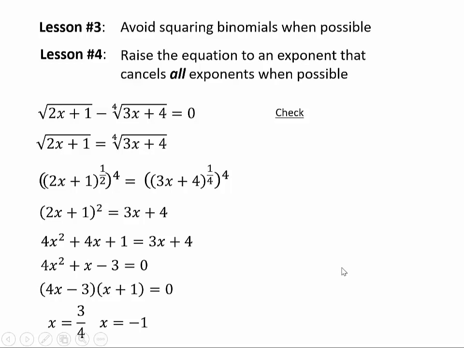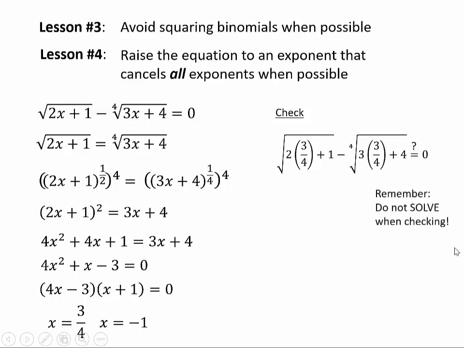So when we do a check, we're going to take that first value, so 3/4, and we're going to plug it into the original equation wherever we see an x. So that's what I did right here. And the question is, does this equal 0? And remember, do not start solving things when you're checking. Solving meaning like you're putting in additional operations. Nope, I'm not going to square anything. I'm not going to raise anything to the 4th power. I'm just going to follow PEMDAS rules.